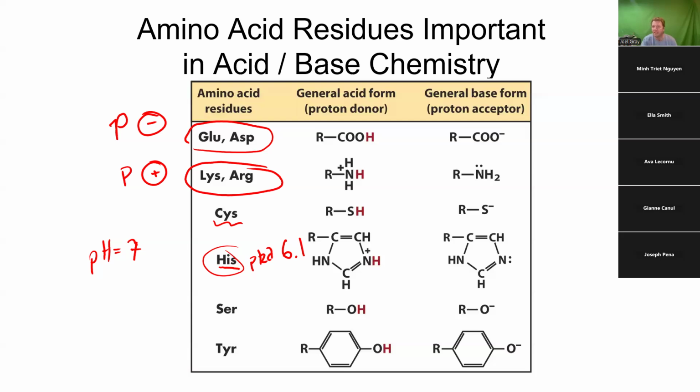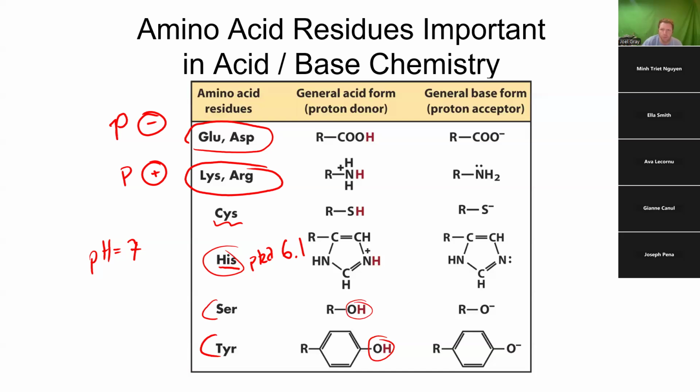And if that doesn't make sense to you, don't hesitate to mention it. We're going to look at that in just a little while. Two other residues that can act as acids or bases are serine and tyrosine. They both have these OH groups, and they can act as acids or bases, respectively.